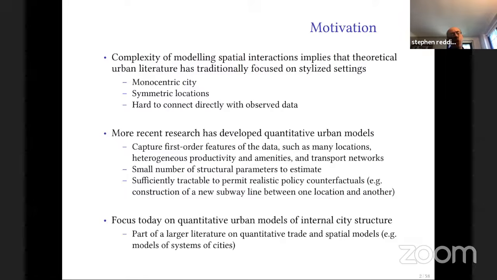In particular, I'm going to abstract from models of systems of cities. I'm really focusing on a single city, thinking about how economic activity organizes within that city. More generally, of course, this single city will be in a system of cities, but we're going to abstract from a lot of that today.